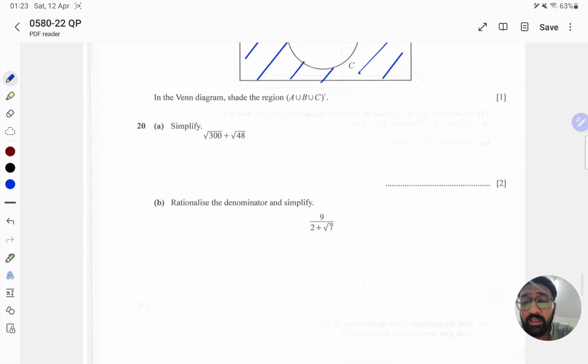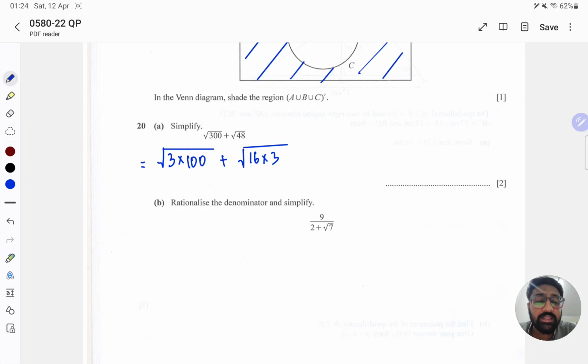Question number 20. A, simplify square root of 300. So it's an easy question. We can break down this 300 so that there is one square number and the other is a non-square number. So it will be 3 times 100. Similarly, we are going to split 48 so that there is one square number and the other is a non-square number, which is 16 times 3.